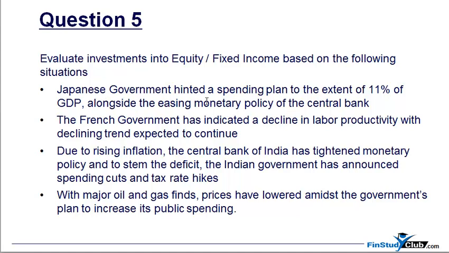Point 1, Japanese government hinted at a spending plan to the extent of 11% of GDP. So it seems that the government is looking to ramp up its public spending alongside the easing monetary policy of the central bank. So when you have the government ramping up the spending plan, that indicates an easing monetary policy combined with aggressive spending on the part of the government, which is almost like a fiscal stimulus. So that should result in growth and demand in the economy, demand expansion.